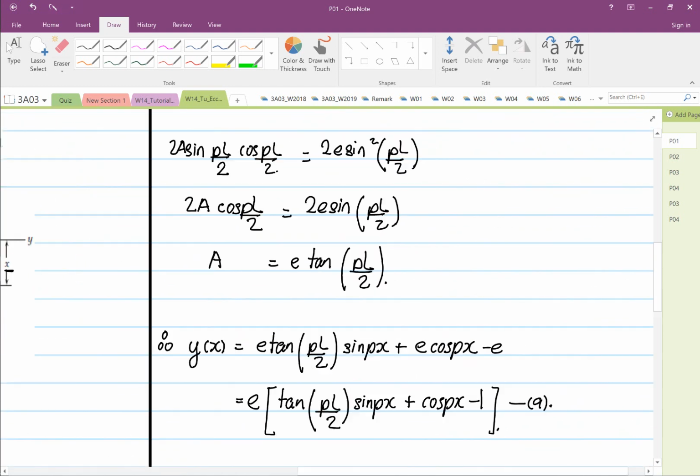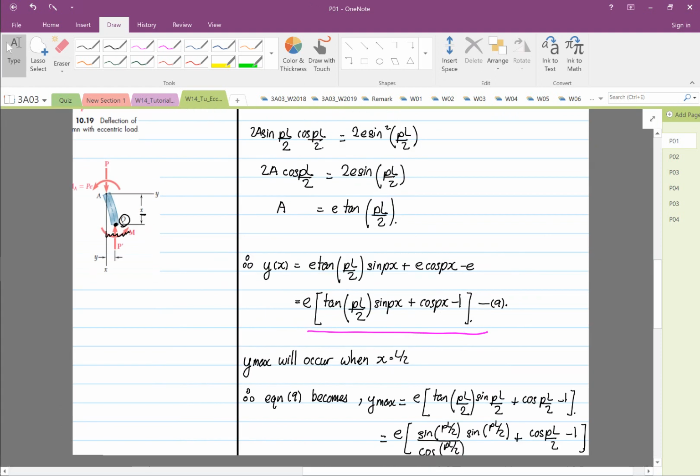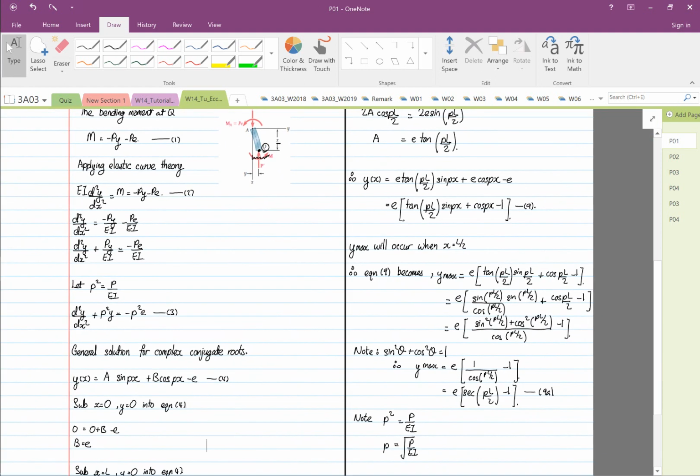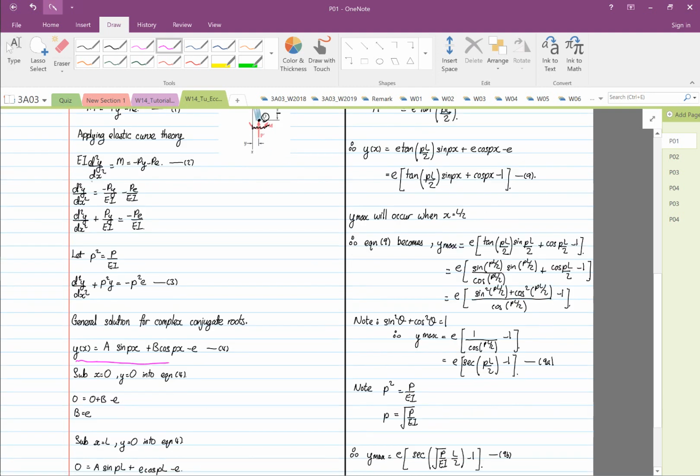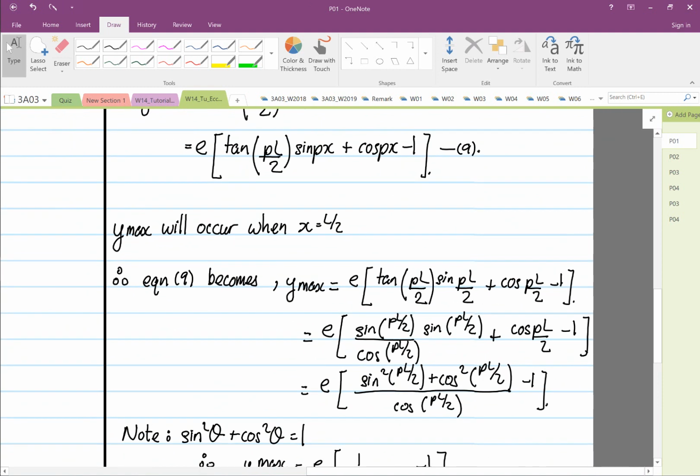From here, we substitute A into our y(x) function, and we get this expression, which is equation number 9. We simplify it. Now y max will occur at x equal to L over 2, at the mid span. So we know that we have our load over here, this is our distance L, when the structure buckles.